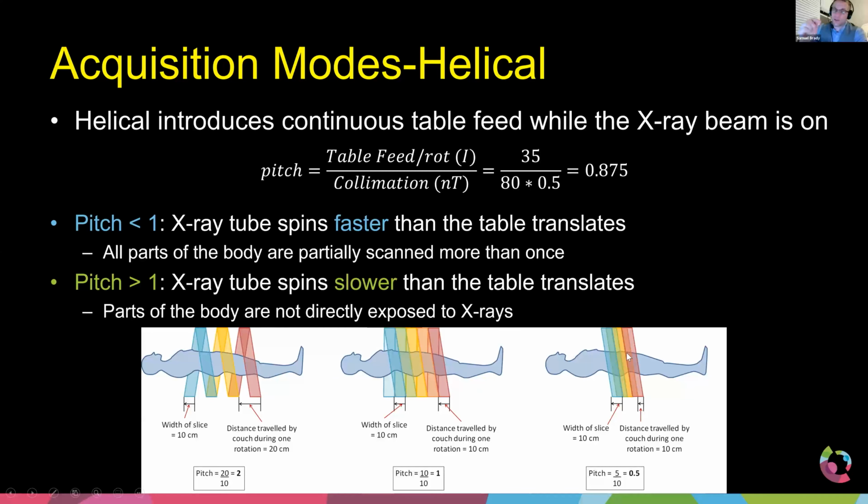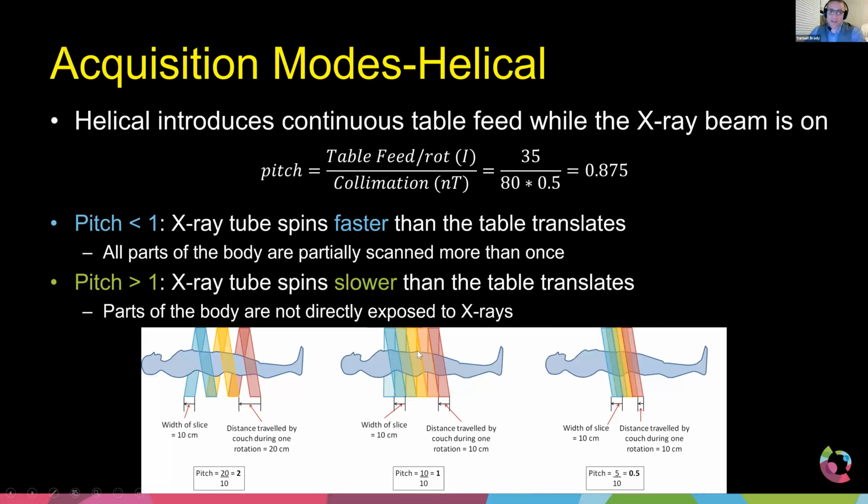And this is great because it'll give you really good detail of the body. In fact, almost every one of our protocols is imaged at a pitch less than 1. Now, does that mean the doses are higher? I'll answer that in my next talk.